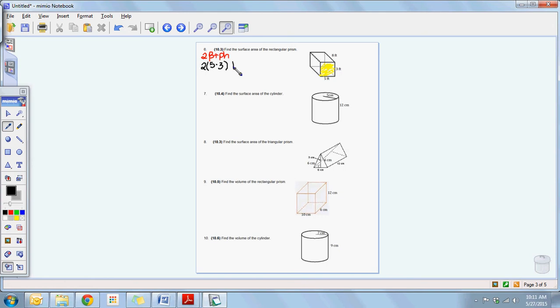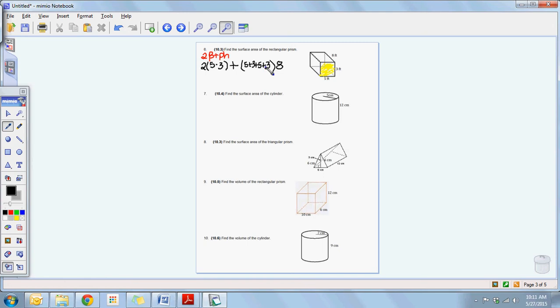All right, plus, now I need to find the perimeter. So the perimeter is going to be the distance around this shape that I shaded. So I should have 4 different sides. So I'm going to have 5 plus 3 plus 5 plus 3. And then the height of the entire prism, remember what's connecting this front base to the back base, would be 8. So I've got all my information plugged into my formula.